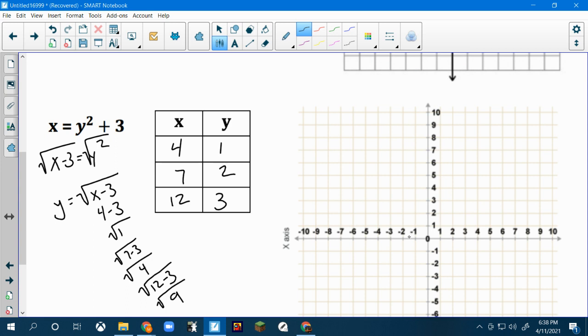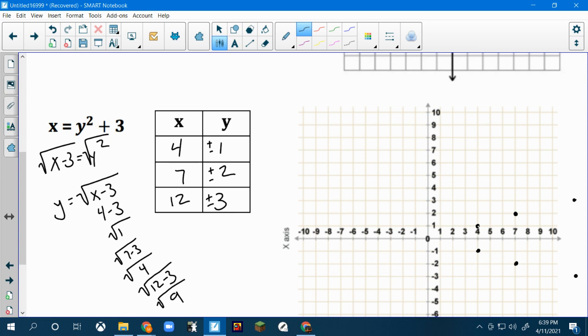What's fun about this is that if I put in negative 4, it doesn't work. Negative 4 minus 3 is a negative number. It won't work very well here. But whenever we took the square root, you remember this rule? When I take the square root of something, it's also plus or minus for all of these. So 4 is 1, but it's also negative 1. 7 is 2, but it's also negative 2. 12 is 3 and also negative 3.